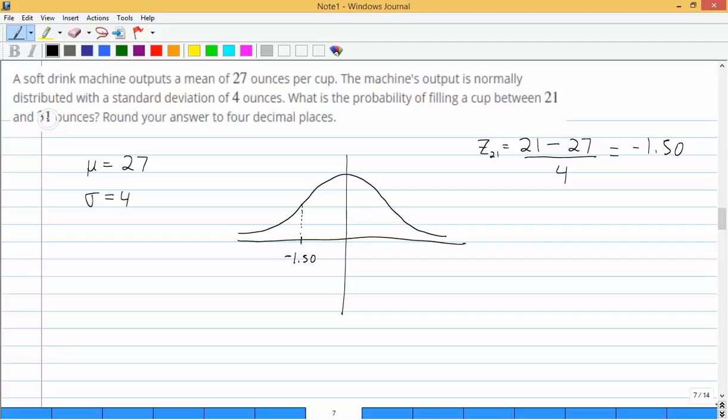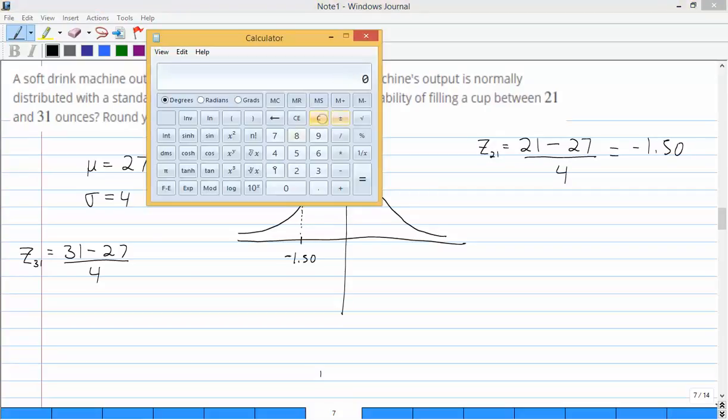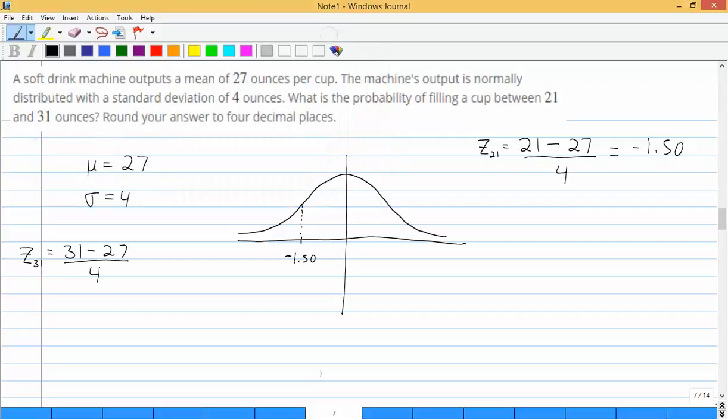Now I want to find a z-score for 31 ounces. I'm going to name it z sub 31. That's x minus mu, so 31 minus 27, divided by sigma, 4. So 31 minus 27 divided by 4 gave me an answer of 1. So that's 1.00.